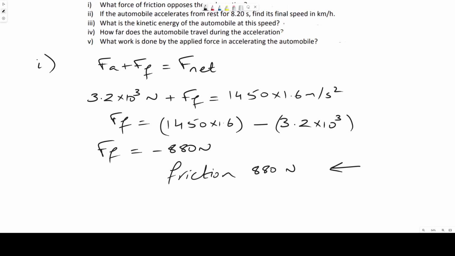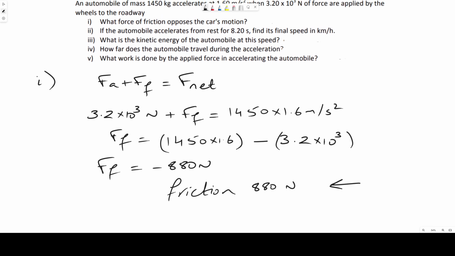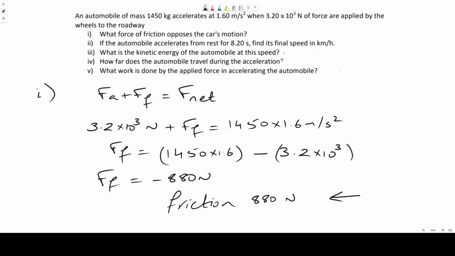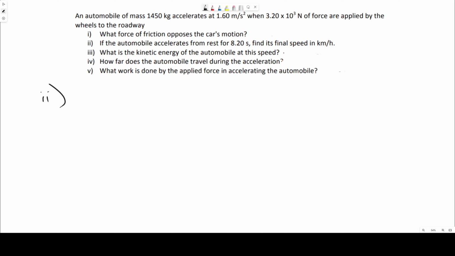Part 2 asks: if the automobile accelerates from rest for 8.2 seconds, find its final speed in kilometers per hour. I'm just going to erase this and show part 2. Since it starts from rest, u, the initial velocity, is equal to 0. V, the final velocity, we have to find. We have the acceleration, given as 1.6 meters per second square, and the time, which is 8.2 seconds.